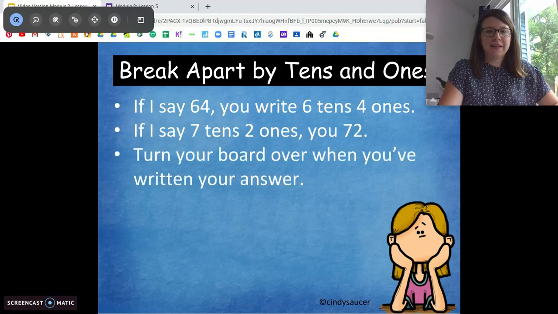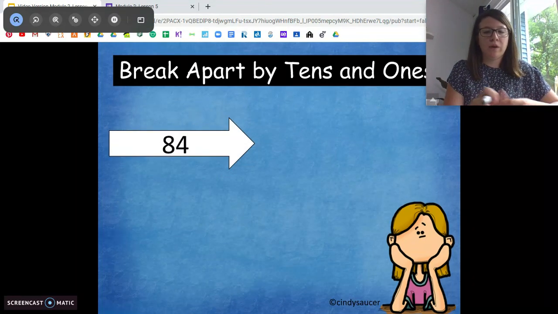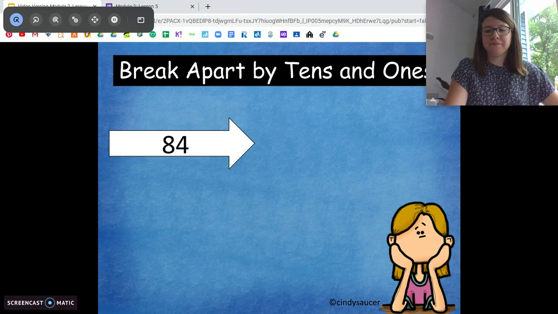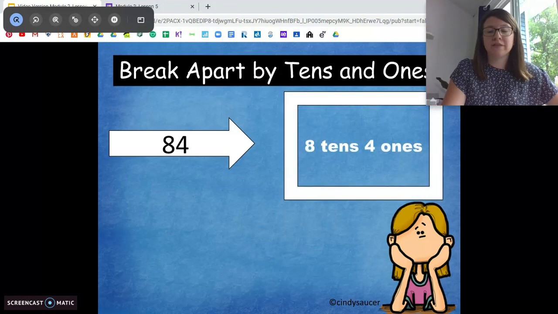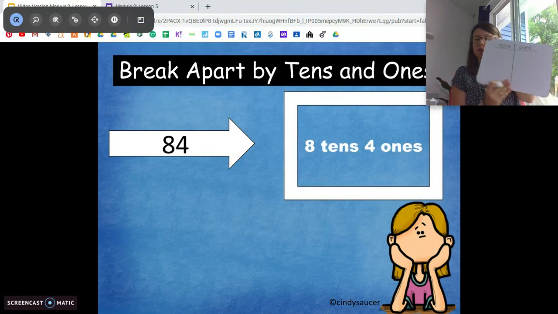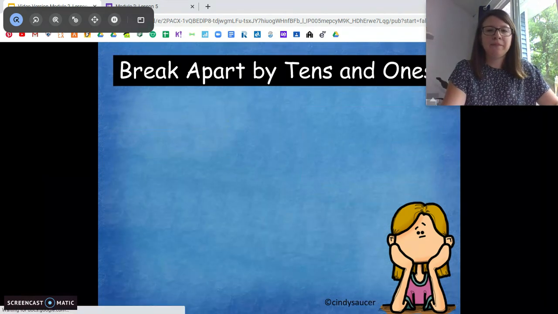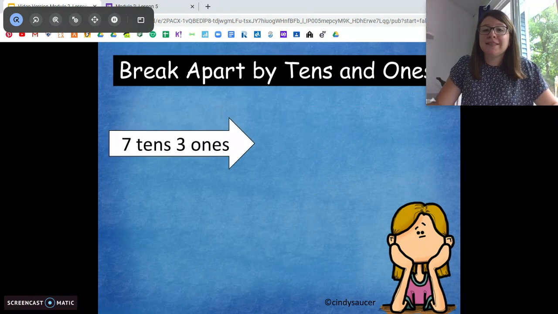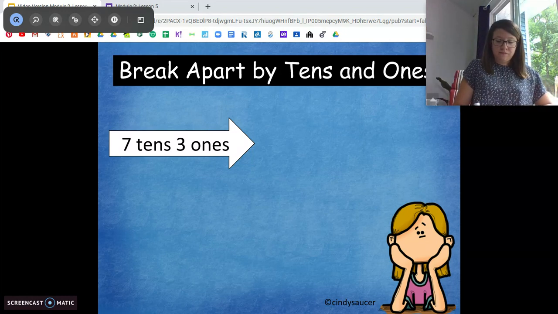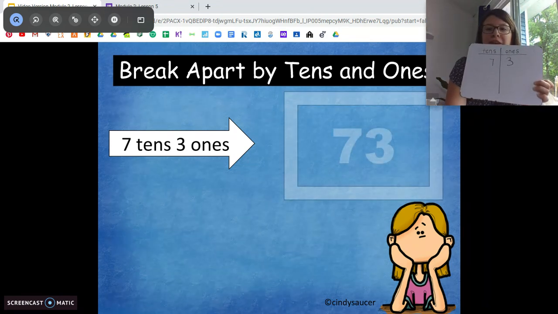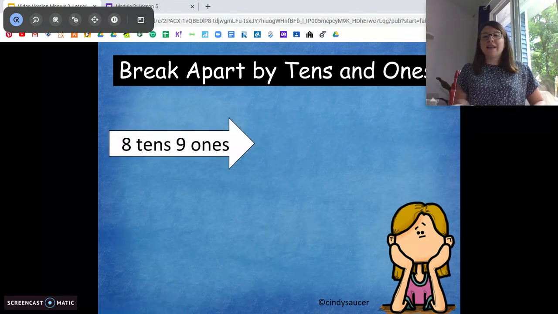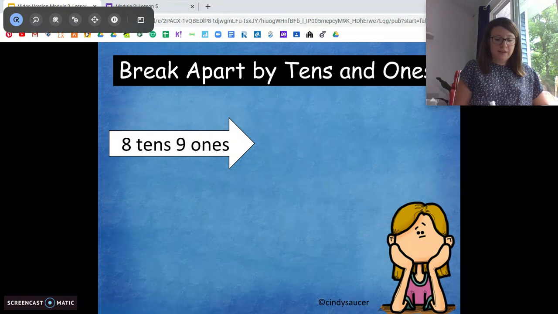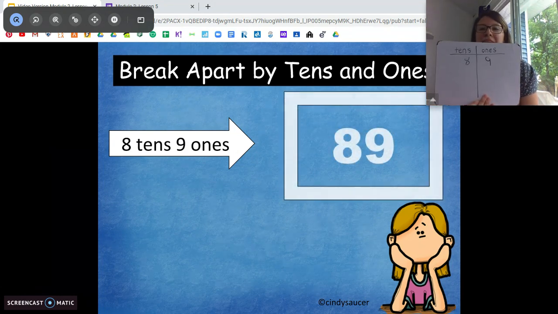Okay, let's get started. All right, 84. I want to know the tens and the ones. 8 tens, 4 ones. Excellent. Remember, pause if you want more time to fill out your tens and ones chart. Otherwise, just say it out loud with me. All right, this one I want to know the number. 7 tens and 3 ones is what number? Write it in your place value chart, 73. Awesome. 8 tens and 9 ones. What number is that? 89. Awesome.